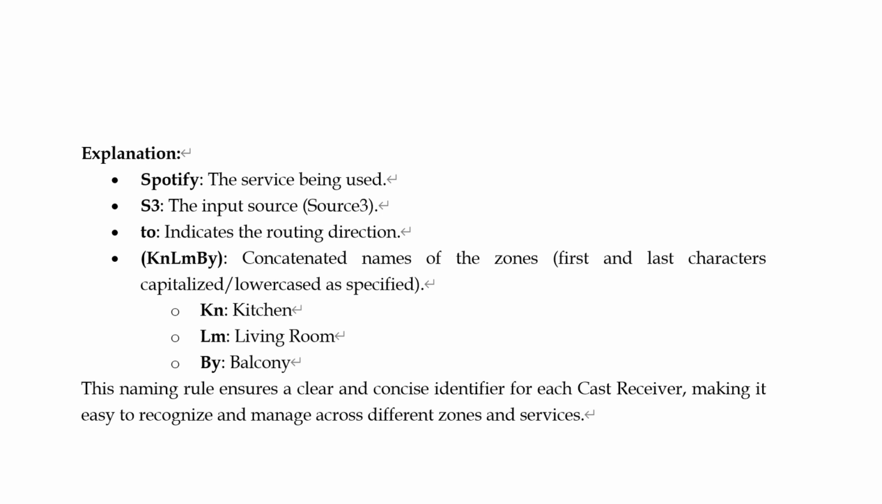Explanation: Spotify, the service being used. S3, the input source, source 3. "to" indicates the routing direction. KNLMBY is the concatenated names of the zones' first and last characters, capitalized or lowercase as specified. KN, kitchen. LM, living room. BY, balcony. This naming rule ensures a clear and concise identifier for each cast receiver, making it easy to recognize and manage across different zones and services.